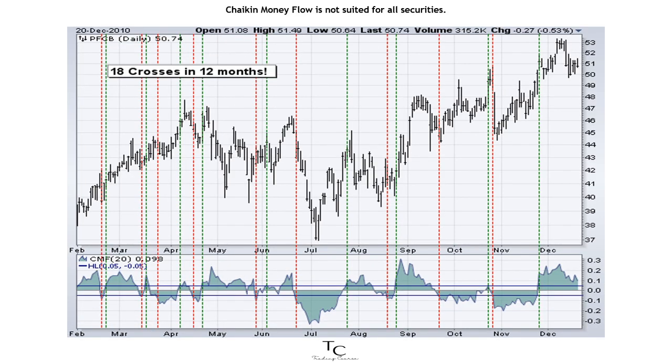Chaikin money flow is not suited for all securities. The chart on the screen shows PF Chang's, PFCB, with some 18 crosses above plus 0.05 or below minus 0.05. Basing CMF signals on these crosses resulted in one whipsaw after another.